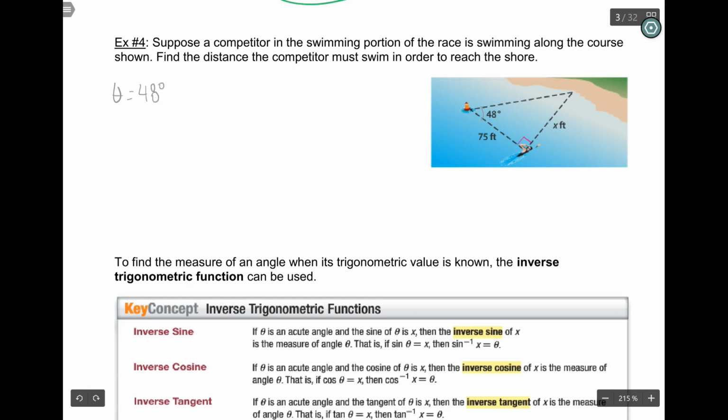We know that the adjacent side right here is going to be 75 feet, and the opposite side, the opposite from our angle, is going to be x. So opposite is x. All right, so do I have a trig function that uses adjacent and opposite? Cool. Tangent.